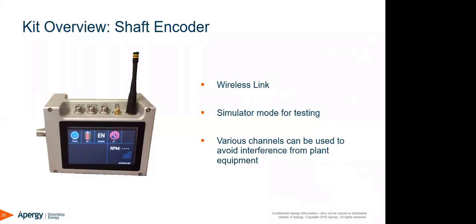So, going through each piece of the kit here. The shaft encoder has a wireless transmitter, and the analyzer needs to be configured to the same channel, and then you'll have that wireless link to send your speed from the encoder to the analyzer. It now has a simulator mode for testing, and various channels that can be selected to avoid interference from other plant equipment. Angular velocity test point can now be collected either wirelessly or with the encoder cable. The encoder cable is sold as an optional cable.